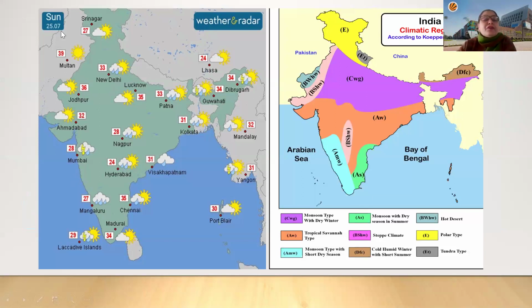This is the 25th of July, the weather report of a year. This you have seen in the news. Newsreaders are also telling which weather conditions are prevailing on the day. So here 33 is written somewhere, 36 is written, 39, 27. These are the temperature conditions of that day at that time.